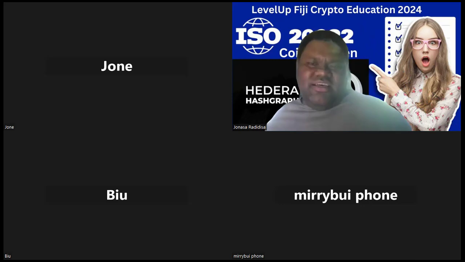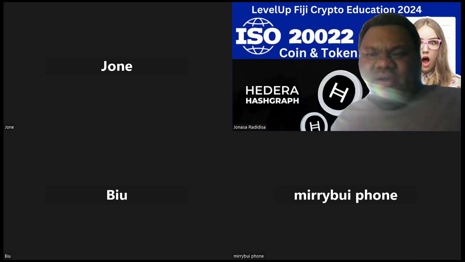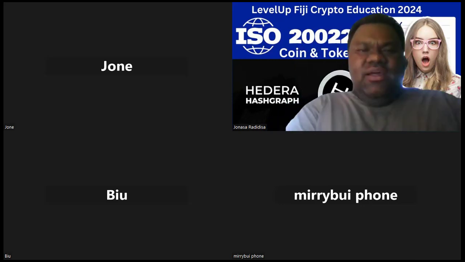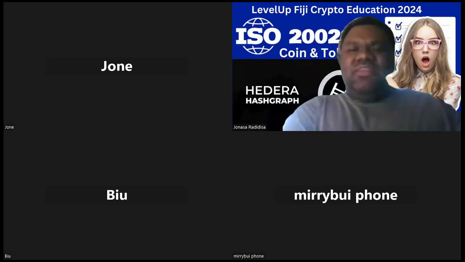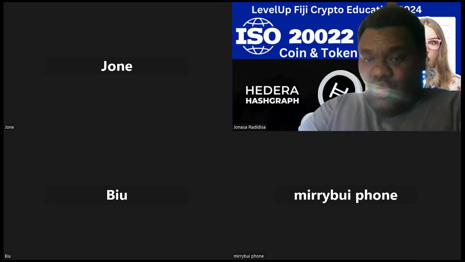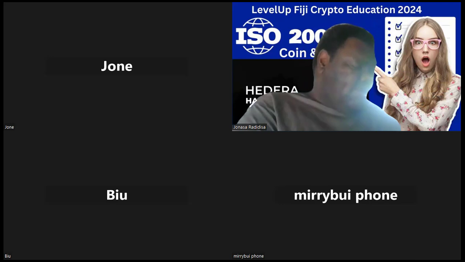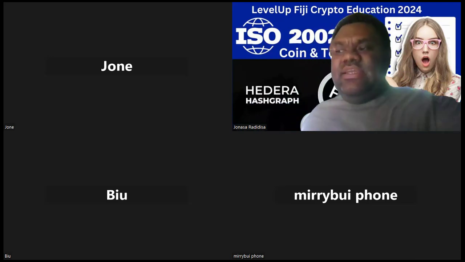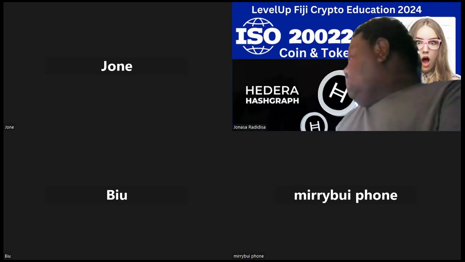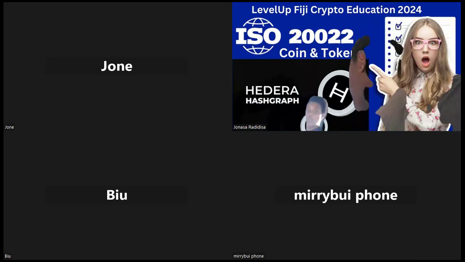Amazing. So that's Hedera Hashgraph. Many things have been said about it. One is the node. The node helps the transaction. Nodes validate a transaction on a blockchain, especially for Hedera.